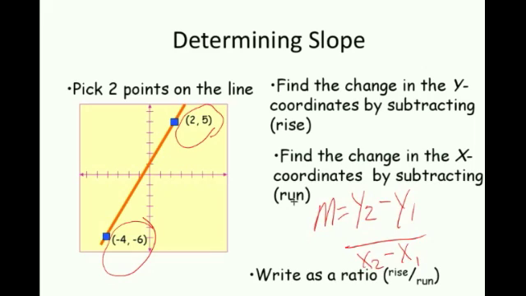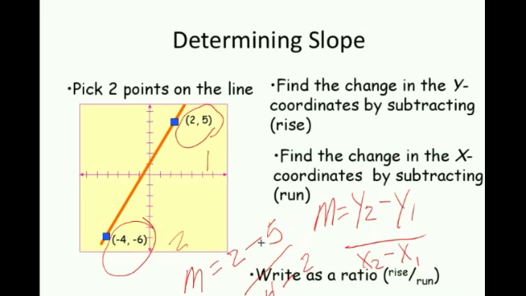The trick is to figure out which of these 2 points is your first point and which of your points is your second point. We're going to call this point 1. We're going to call this one point 2. The equation is m is equal to my second y, which in this case is 2, minus my first y, which is 5, divided by my second x, which is negative 4, minus my first x, which is 2.